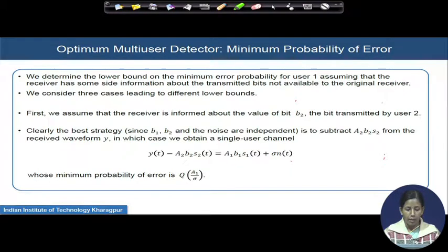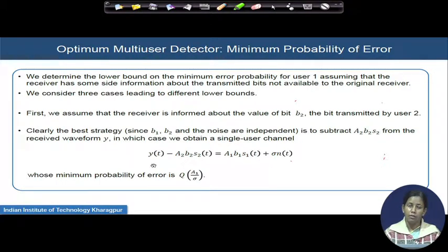And now, the task is to give the lower bound also on the minimum error probability for user 1. We assume that the receiver has some side information now, otherwise computation of the lower bound is not feasible, and this side information is related to the transmitted bits, but not available to the original. Some side information about the transmitted bits is there. So, we will consider three different situations to calculate different lower bounds.